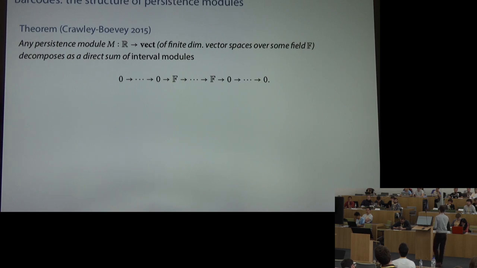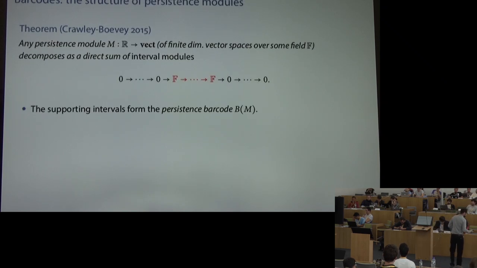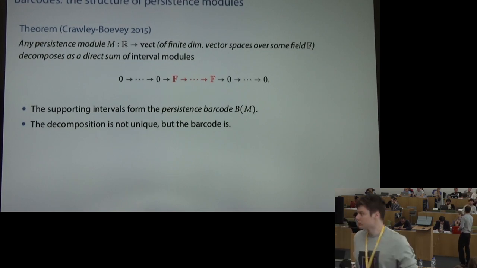And Crawley-Boevey showed here, this is a generalization of a fact that if you index over a finite set or over the natural numbers, this has been done before, but it's actually true also if you index over the reals. So we have in a very general setting, whenever we parameterize over one parameter, we can decompose in such a way. So that's possible in a unique way, and that gives us the barcode that we've seen before. The supporting intervals of these building blocks make up the persistence barcode that we've seen. And that's unique, even though the decomposition itself is not unique.